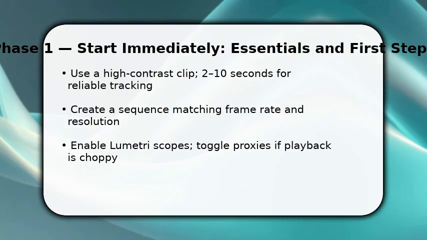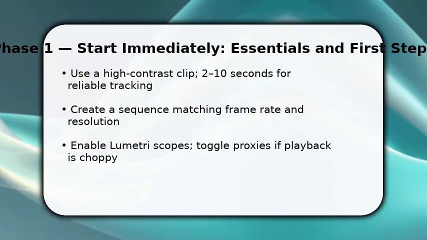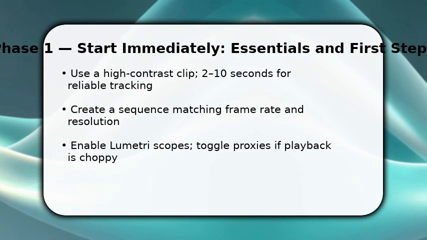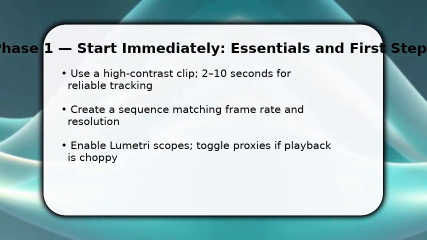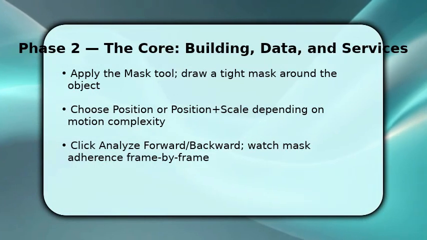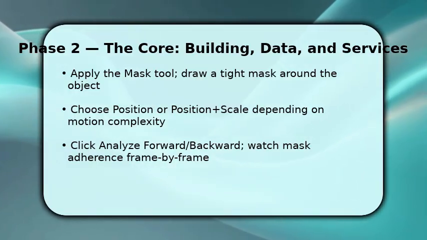Then, open the Effects panel and add the Track Matte or Transform effect. This gets you into the tracking workflow so you can define what Premiere should follow and why that choice speeds accuracy. You now create a mask around the object, tight but not clipping edges because the mask defines the tracking reference. Then pick a tracking mode.